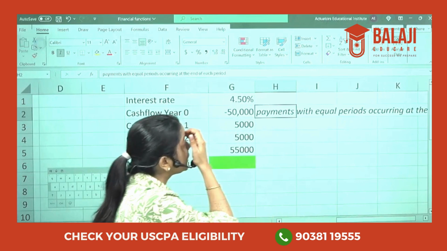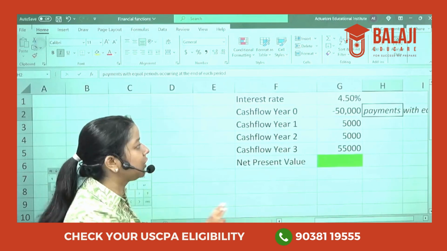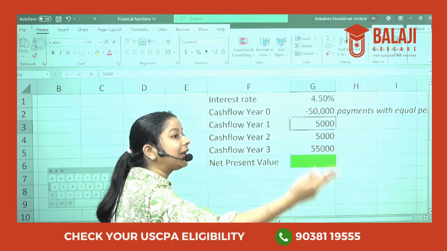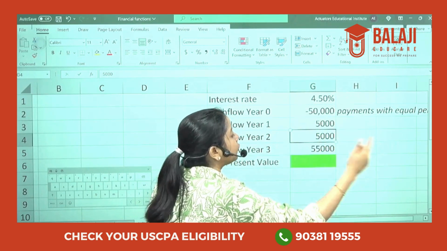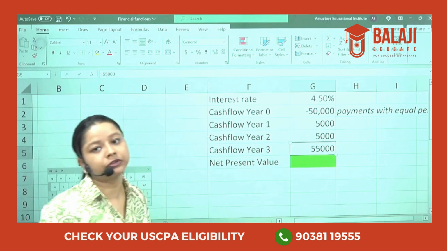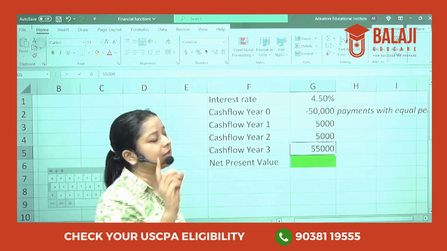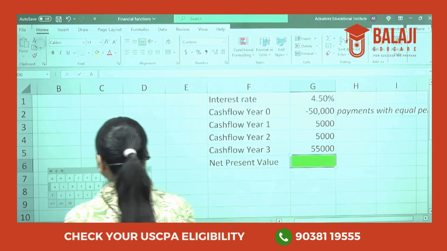So when I say year 0, it's basically time 0 that we are starting with, and then all these cash flows: this 5,000 is at the end of the first year, this is at the end of the second year, and this is at the end of the third year, and the gap between the payments is equal, which is 1 year. So let's start with finding the NPV.